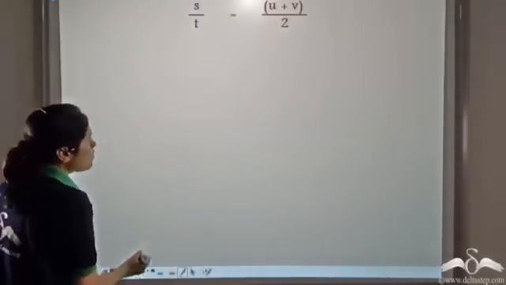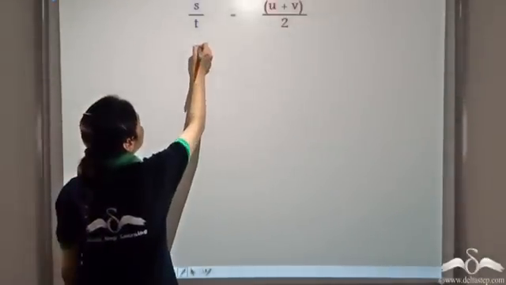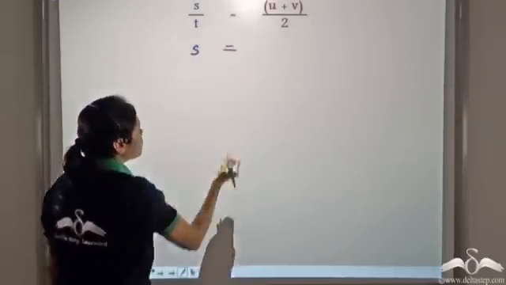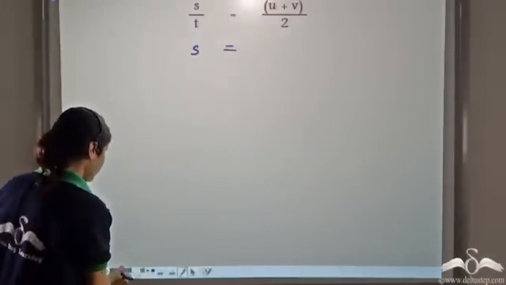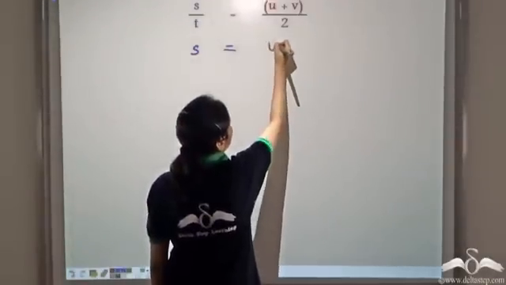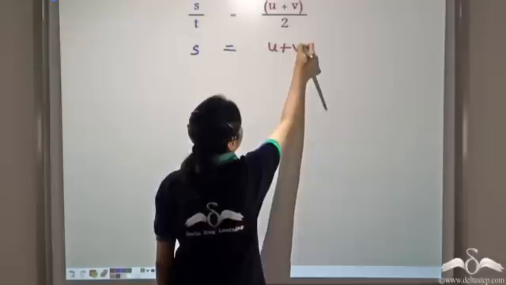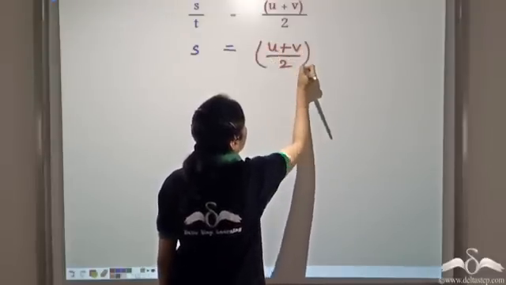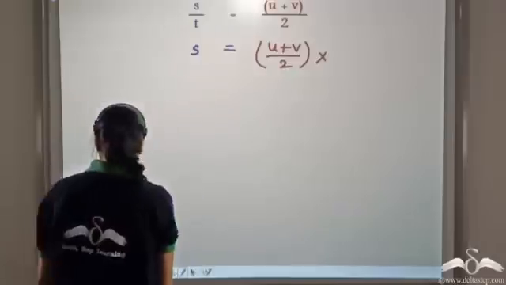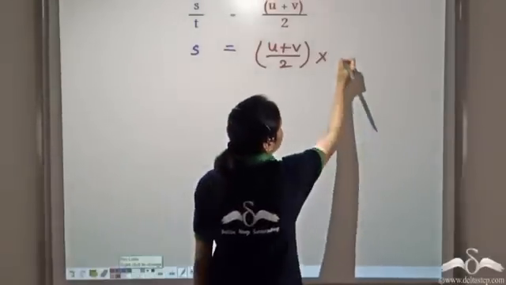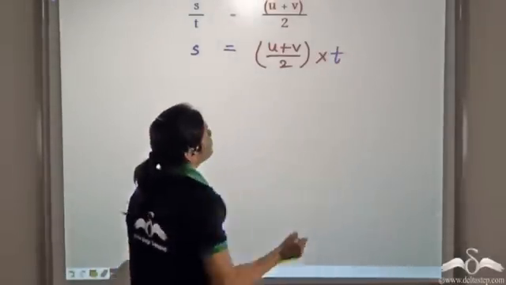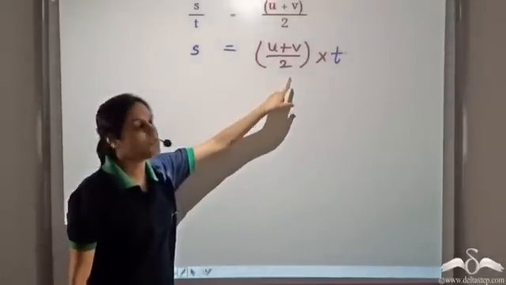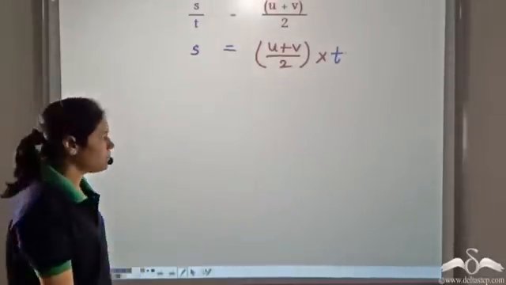Now, we multiply t on both the sides. So, we get s is equal to (u plus v) by 2, and the t gets multiplied to this side. So, s is equal to (u plus v) by 2 into t.